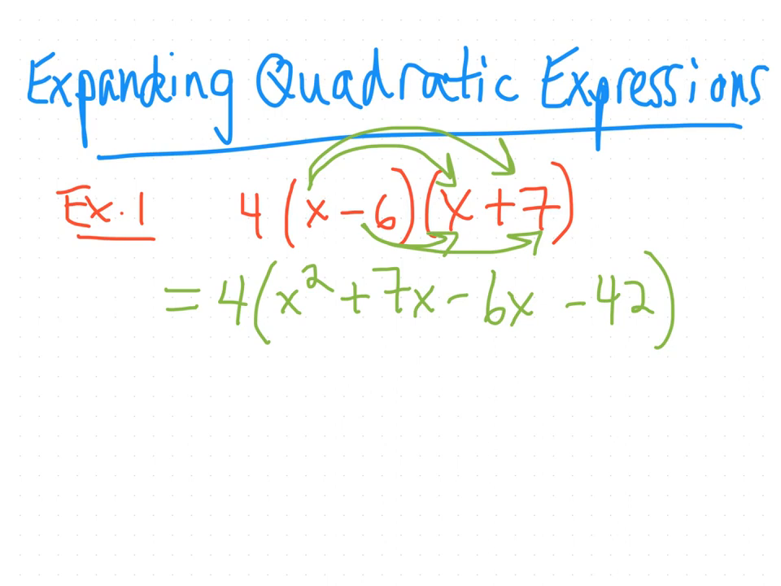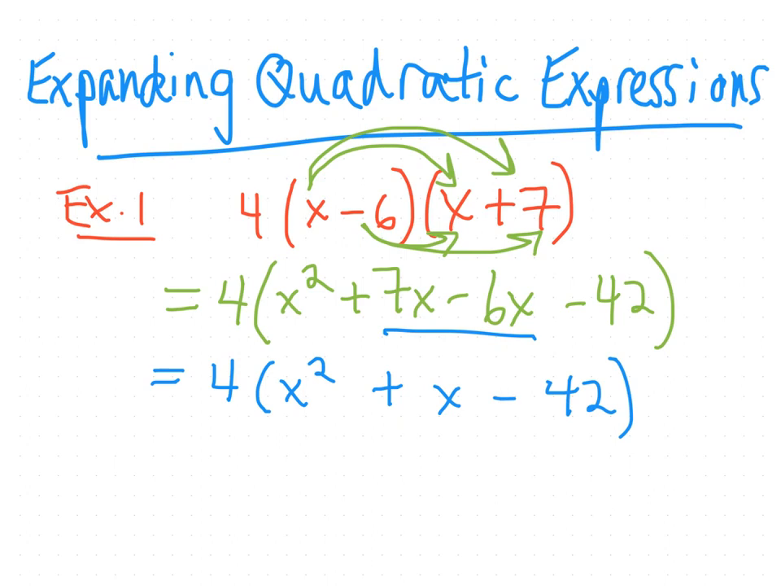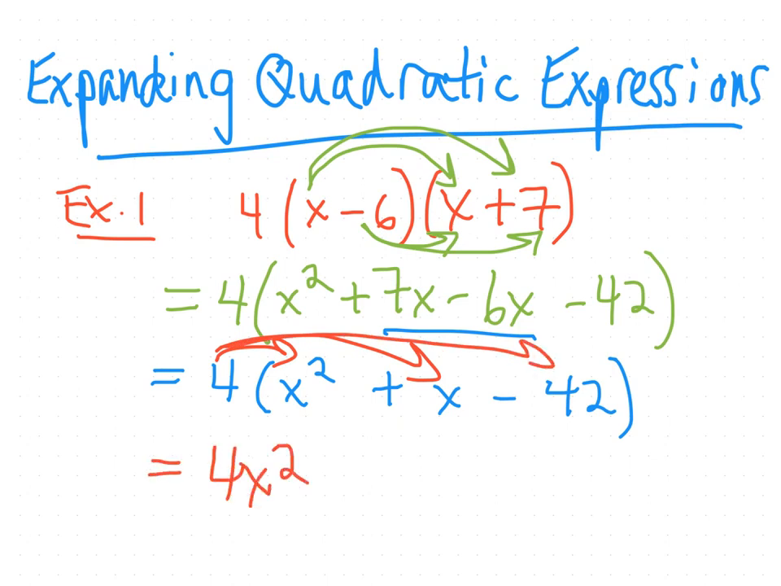Inside the brackets, we can simplify. The 7x minus 6x reduces to 1x minus 42. And we have that factor of 4 on the outside still. On our final line, we can distribute that factor of 4 into the brackets, thus removing the brackets. So it becomes 4 bracket x squared minus 168.